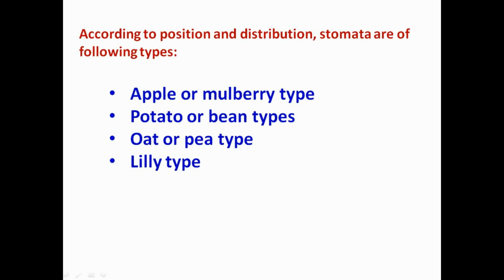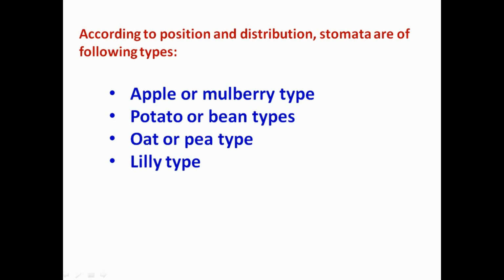Second one is potato or bean type. The number of stomata is more on the lower surface of the leaf as compared to upper surface. Number three is oat or pea type. Stomata are distributed equally on both the surfaces of the leaves. They are distributed only on isobilateral leaf.